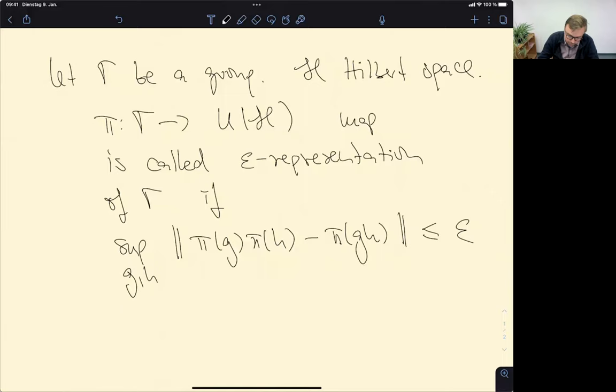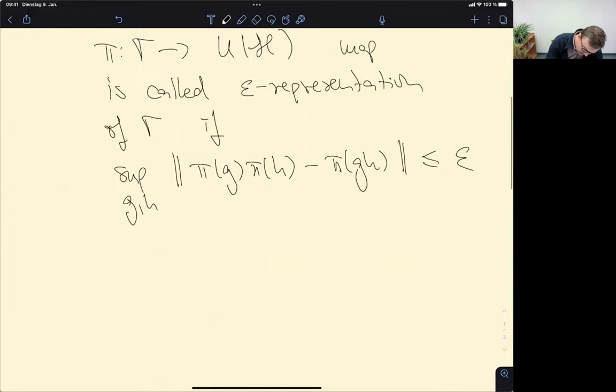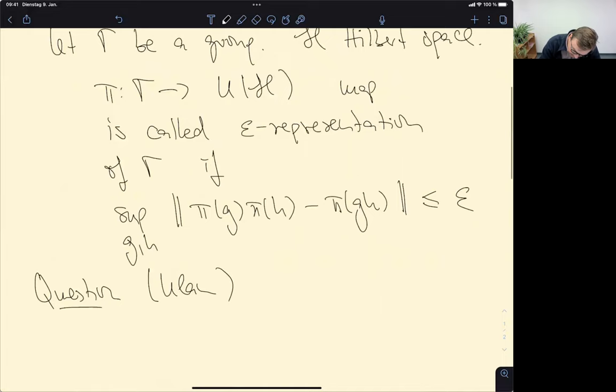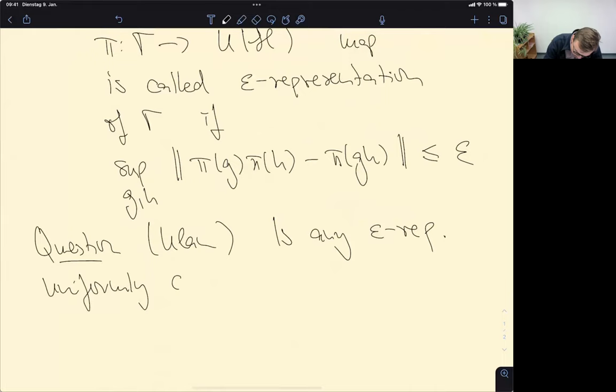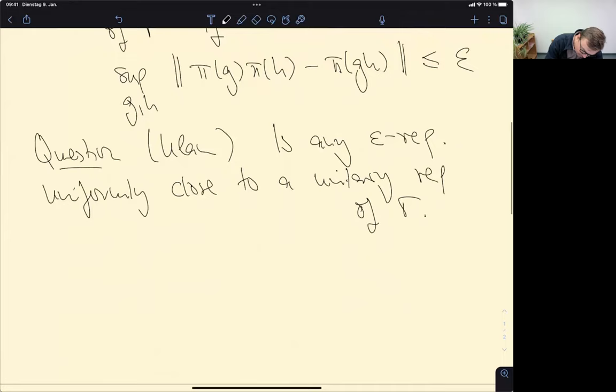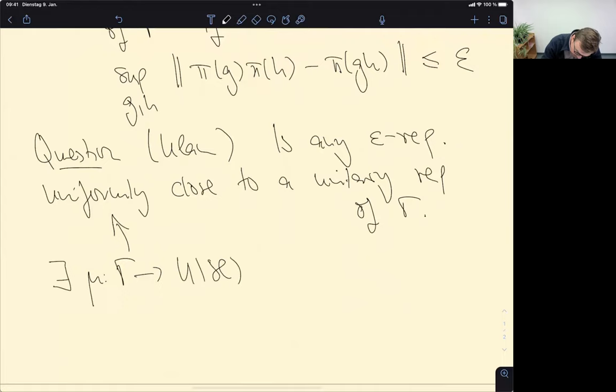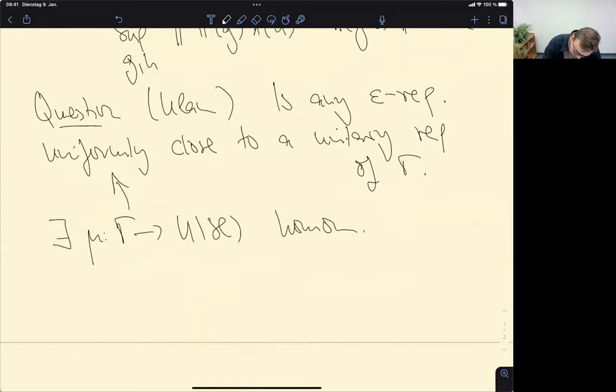And the natural question in this context that goes back to Ulam in his famous collection of problems is, well, I would say inspired by Ulam, but let's just attribute it to Ulam for the moment. Is any epsilon representation in this sense uniformly close to a unitary representation of the group gamma? And by uniformly close, I mean more formally, there exists a mu, a homomorphism from gamma into the unitary group over the same Hilbert space, such that the supremum over all g of the norm of mu(g) minus pi(g) is less than delta.